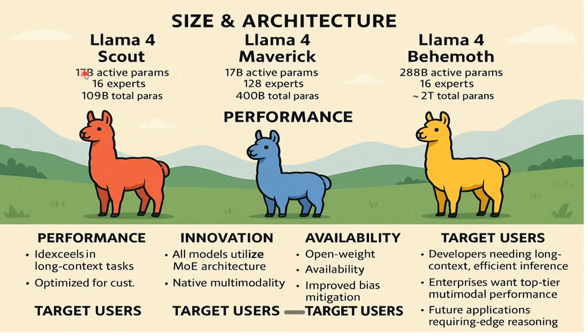Here you can see that for Llama 4 Scout, it would be 17 billion active parameters at a time. Same for Maverick. While in case of Behemoth, a single expert would be using 288 billion active parameters. This is huge. 16 experts, 128 experts, and 16 experts again for Behemoth.